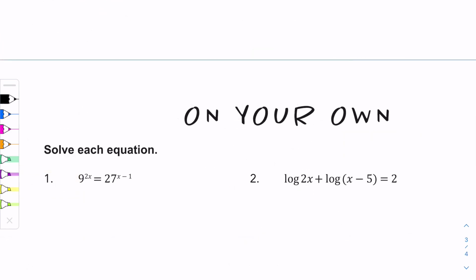Please complete the on your own section by yourselves. My answer key is posted on my website underneath the class notes. You can check that out to make sure you're on the right track. Please let me know if you have any questions.